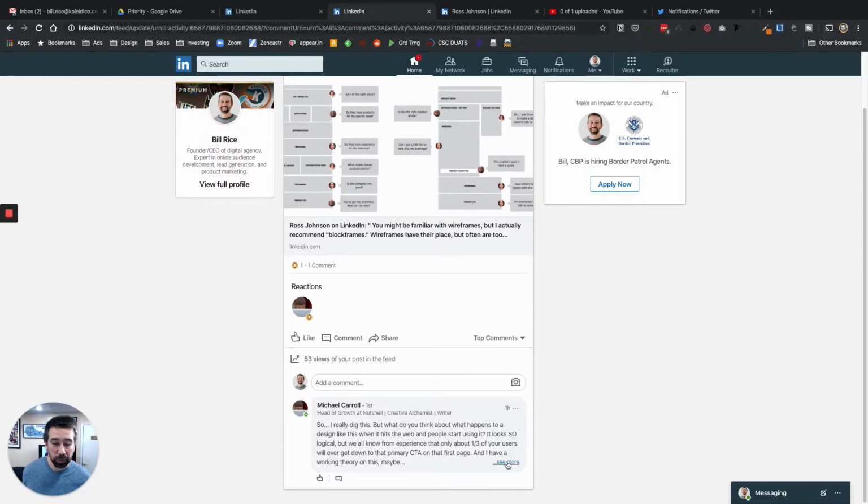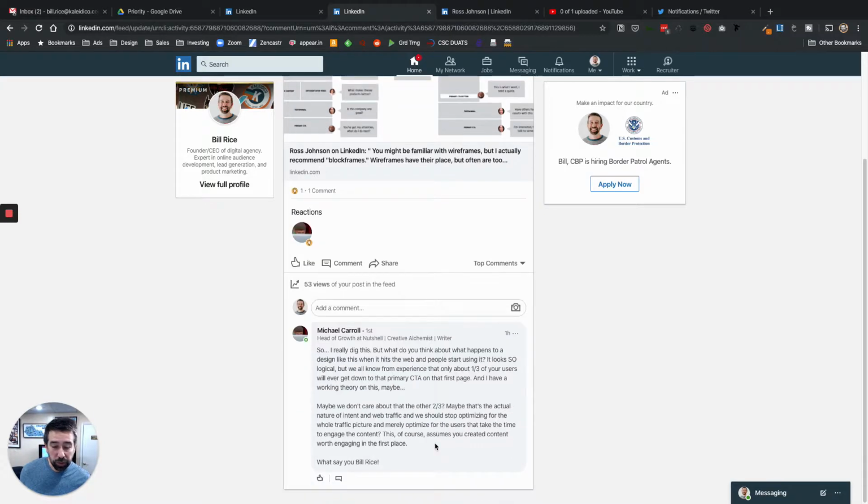But anyway, this is a great question. Mike Carroll, head of growth at Nutshell, asked what you do if you do this process. What do you do with it once you launch it and watch users work through it and potentially use it incorrectly or not the way you expected? What do you do with that? And then potentially, are you leaving out portions of your audience? So I think, Mike, there are all kinds of layers to this that we should be talking about.